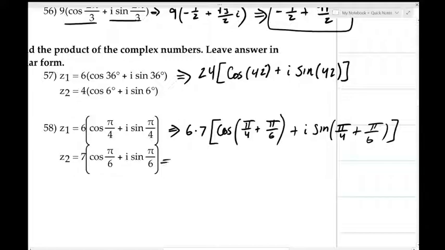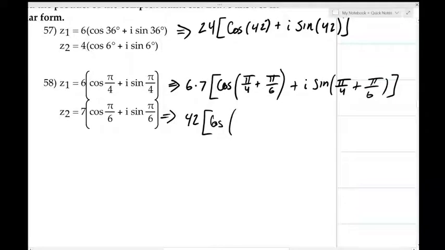Then 6 times 7 is 42. Now, when we're adding those two, we need to get common denominators, right? Because 4 and 6 are not the same, so we have to get a common denominator. So we will have 6 pi over 24 plus 4 pi over 24. We'll have the same for the arguments in sine.